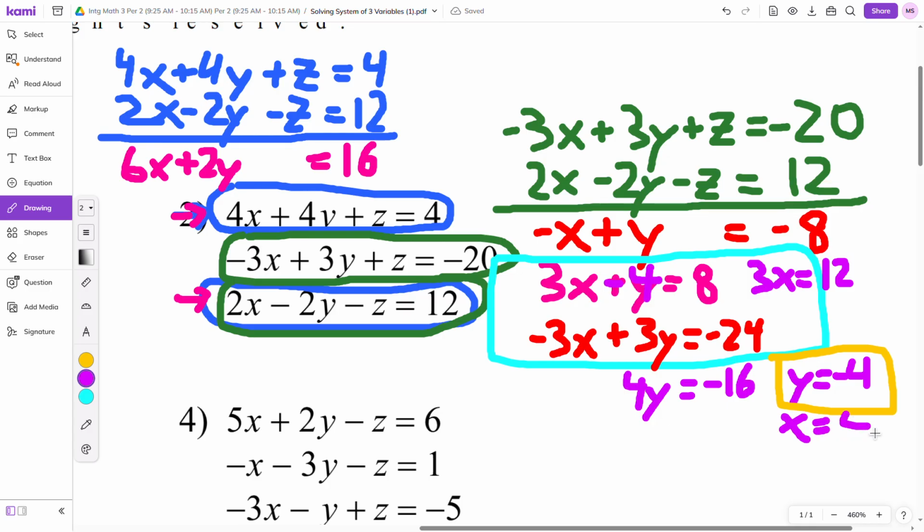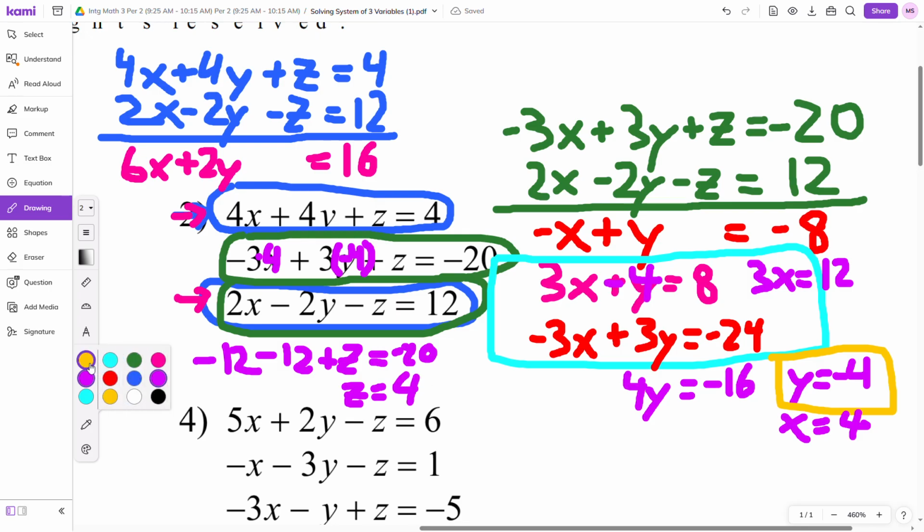And once you have both x and y, you just plug it into one of these originals here, like, oh, this is 4, and this is -4. And you'd get -12 plus z is -20. And then we add 24 to both sides, and we go, hey, z is 4.